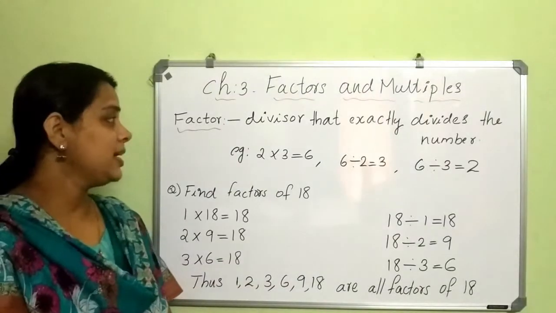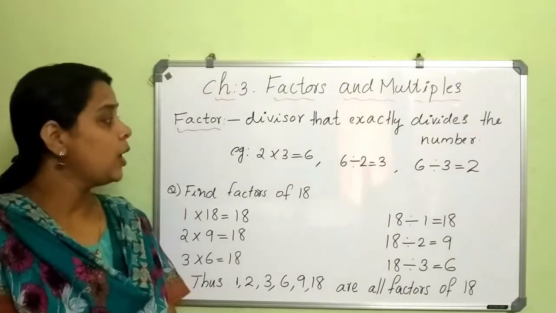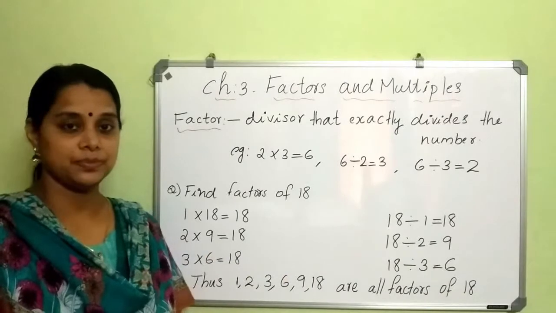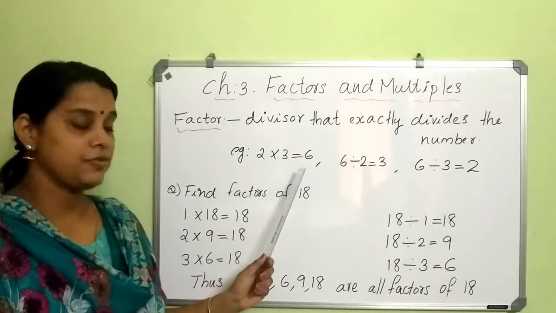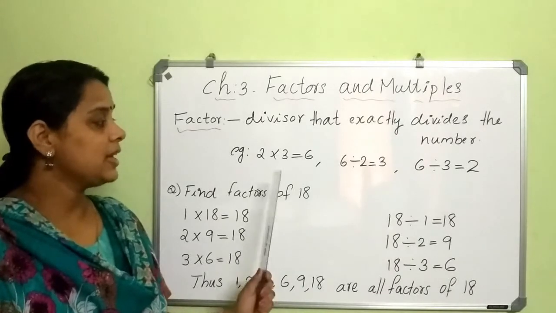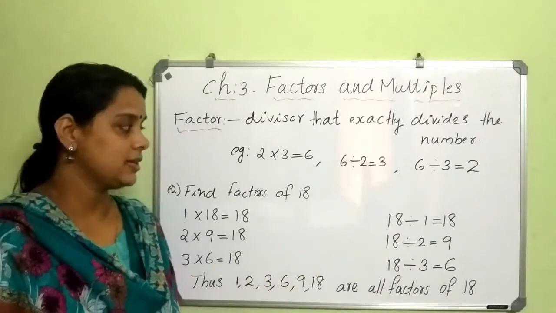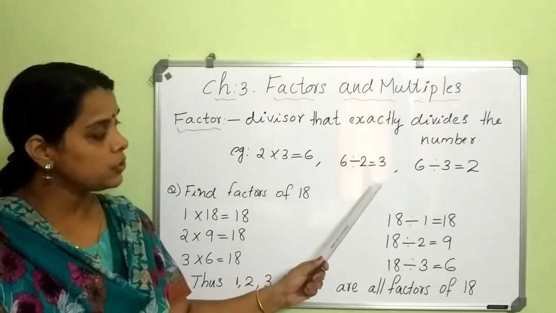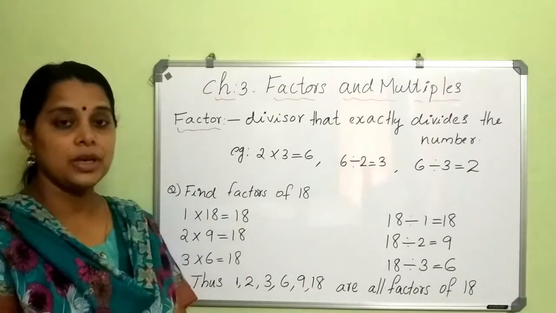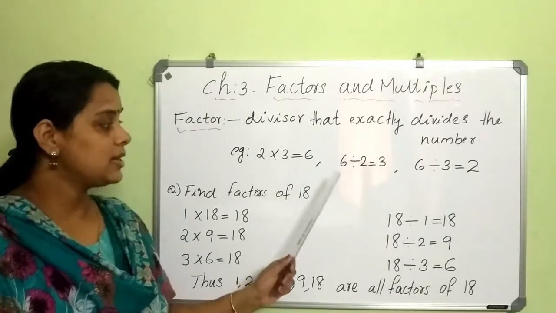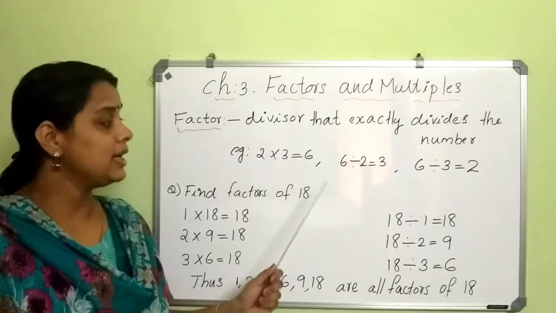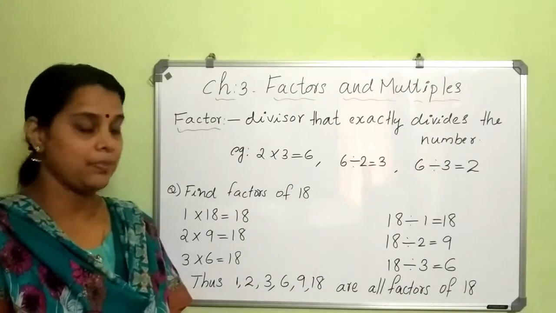Now let's see what factors are. A factor is a divisor that exactly divides the number. See this multiplication fact: 2 into 3 is 6. This we can write as a division fact, that is 6 divided by 2 is equal to 3 and 6 divided by 3 is equal to 2. So we can say 2 and 3 are the factors of 6 because 2 and 3 divide 6 exactly.